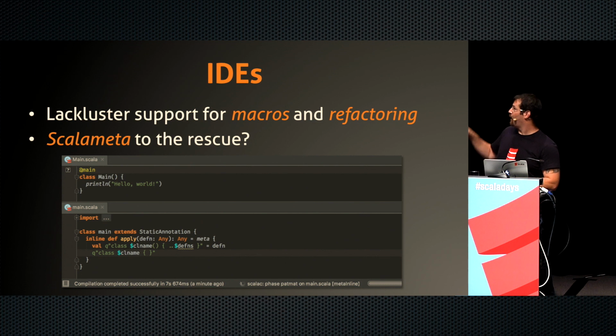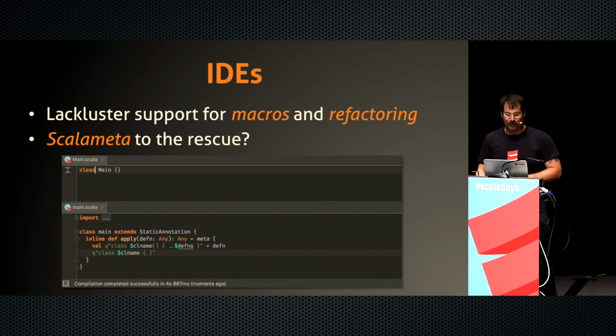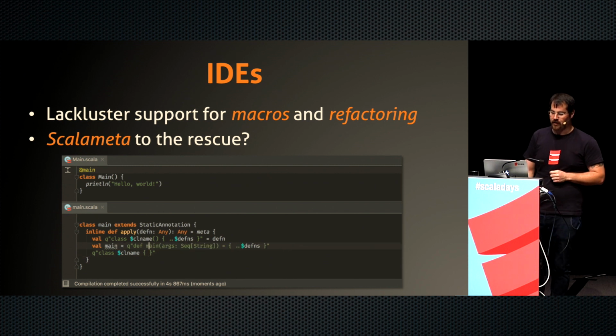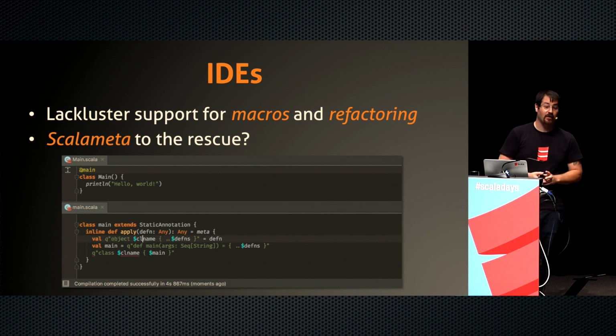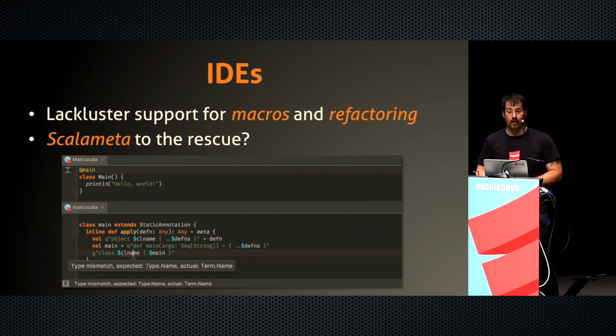So this is actually a year-old post from the IntelliJ IDEA team about how they're trying to integrate with Scala Meta to provide some nice features such as macro expansions and possibly in the future better refactoring. Scala Meta might be a good underlying tool for this.